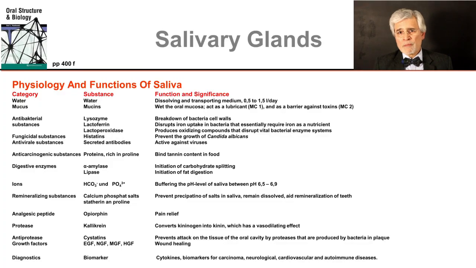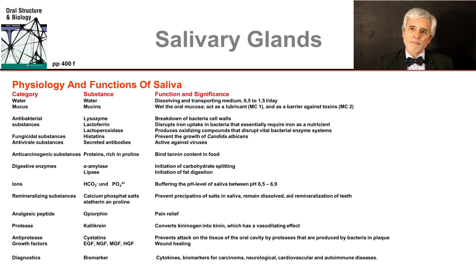So water is a major component of saliva and mucins, mucus-forming proteins. And then a lot of antibacterially active lysozymes are present, and also fungicidal and antiviral. And even anti-carcinogenic proteins are found. And we know that digestion starts in the mouth. That's what digestive enzymes like alpha amylase and lipases are doing. And ions serve to buffer the pH, which is kept between 6.5 and 6.9 in the mouth.